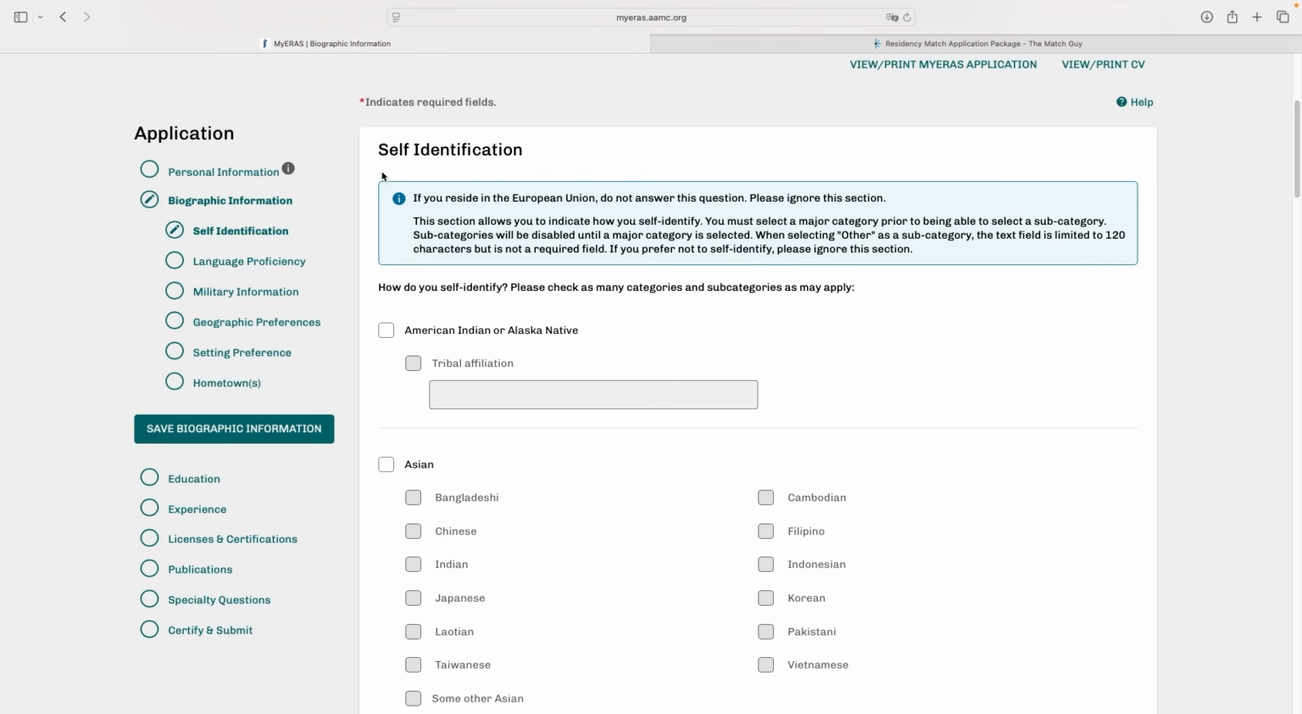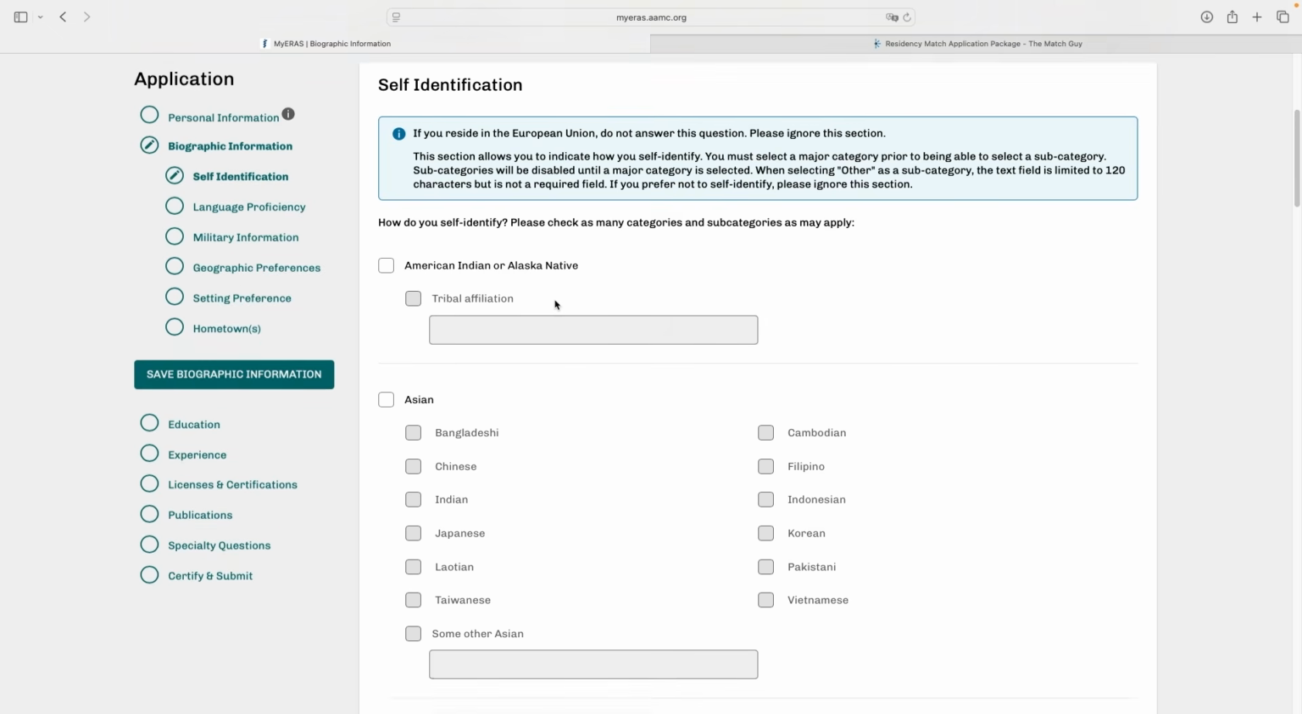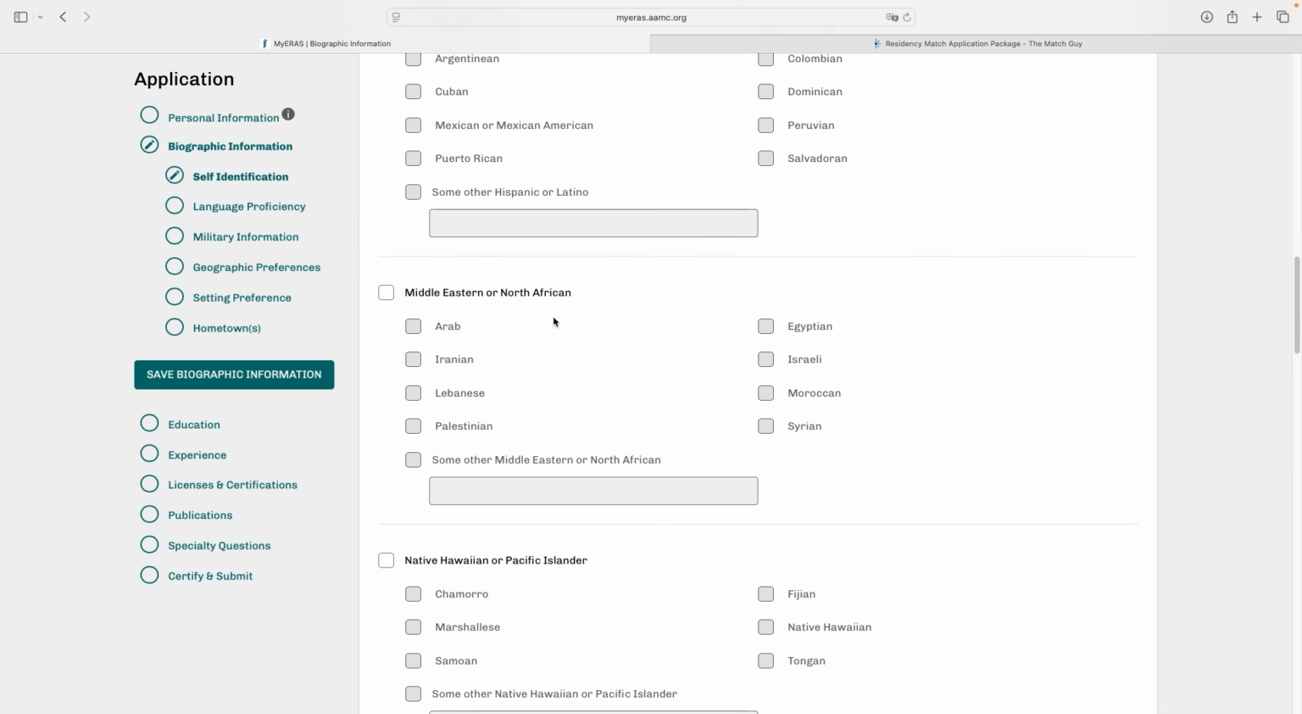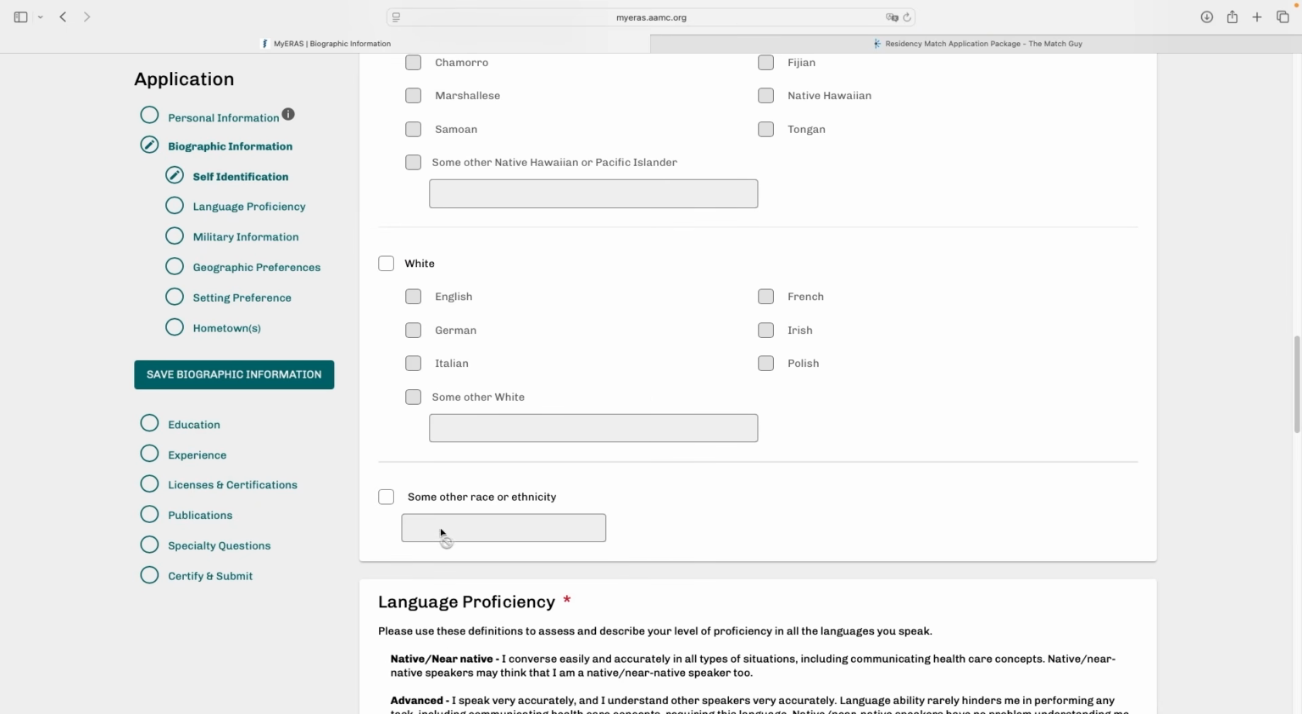This section starts with asking about the self-identification. It's telling you if you reside in the European Union, don't answer this question. Probably they have some limitation on that. And then it asks you how do you self-identify, and you can pick the category and the subcategory that applies to you, or you can just pick other.